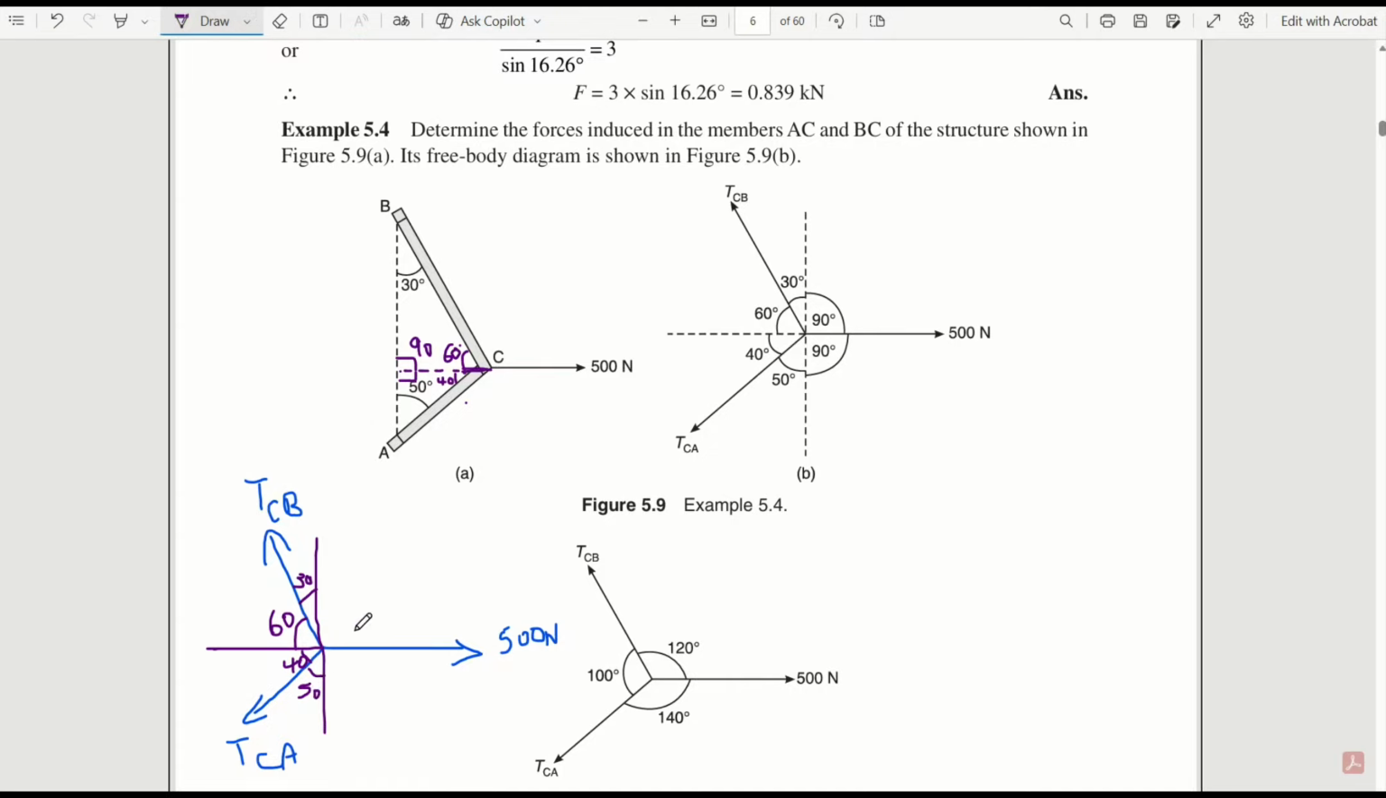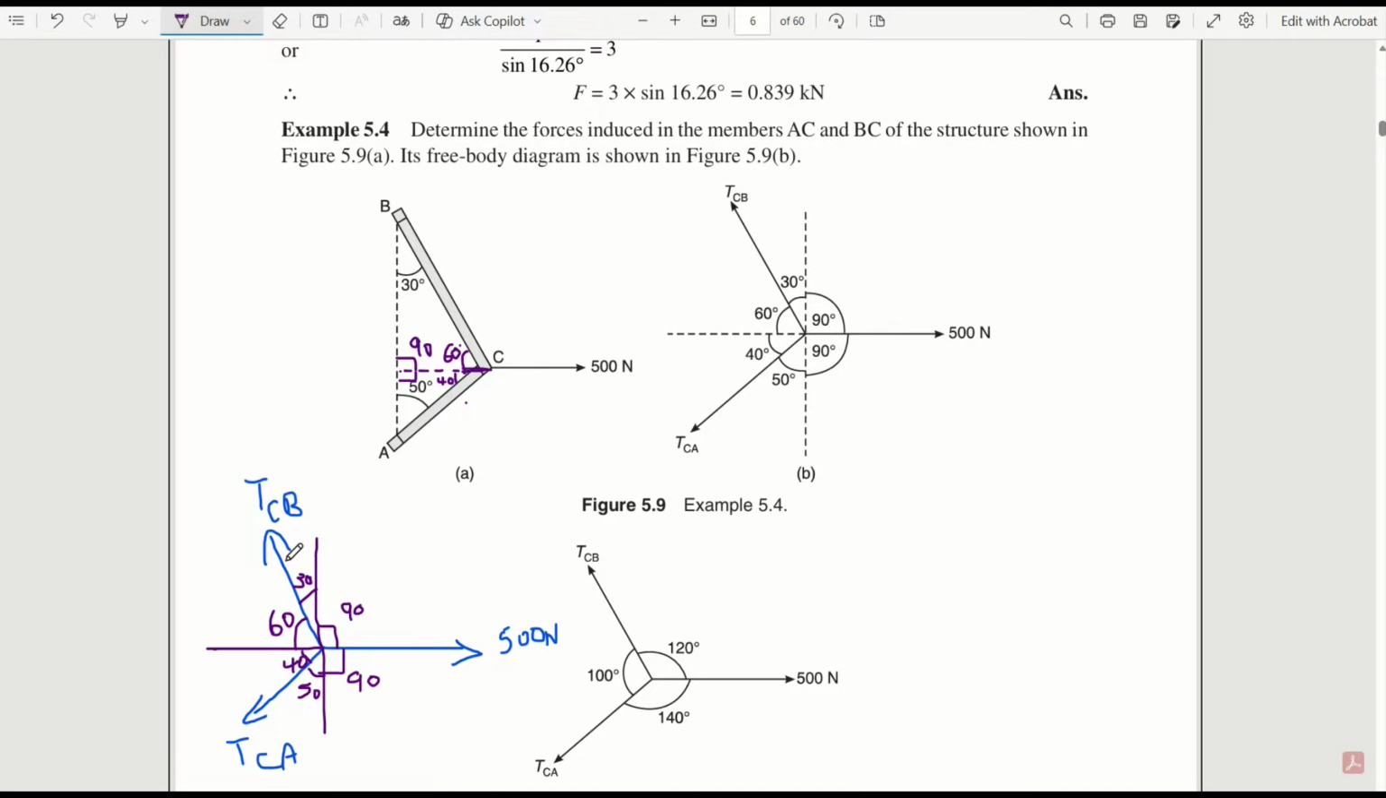And these two are given? No. If not, this is how it looks: a right angle, correct? This is 90 degrees and this one is 90 degrees. I hope you understood how to draw the free body diagram. So this is the free body diagram. Now you know everything, correct? This is 90, and this is also 90. Now our job is to find the forces induced in these members, meaning this force and this force you have to find out.